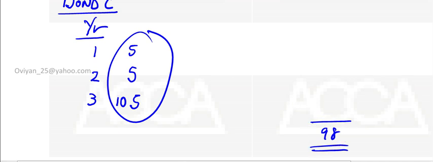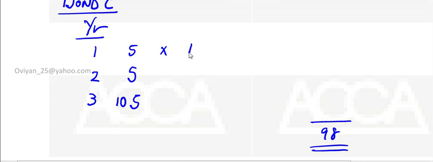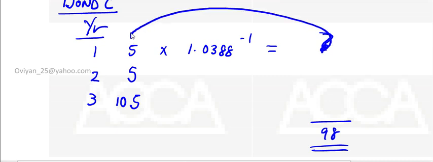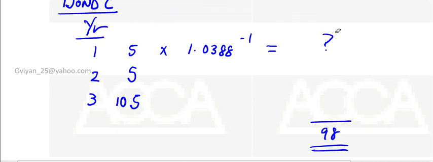So first year I actually got 1.0388 to the power of negative 1. How much would you pay today to get this? So remember example 3. How much would you pay today to get this? This is what I'm going to pay today to get that figure. This is 4.81.